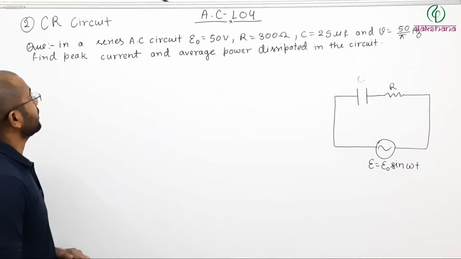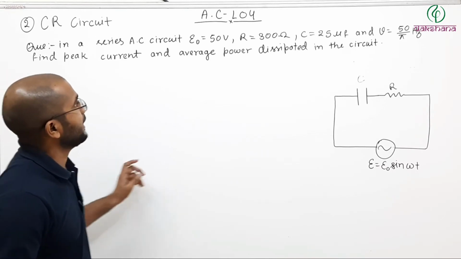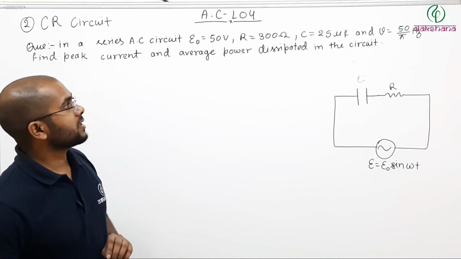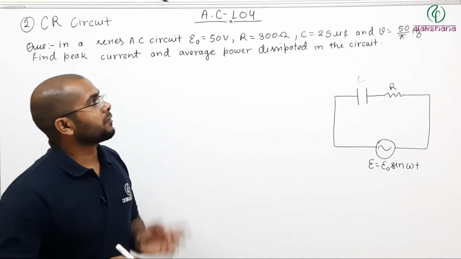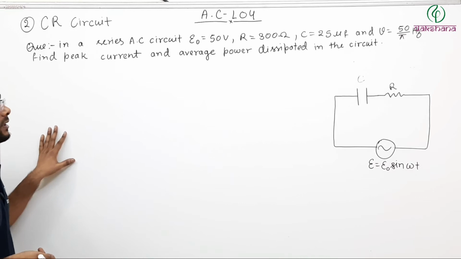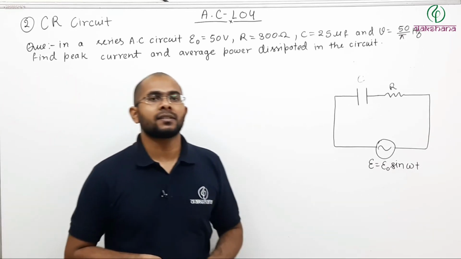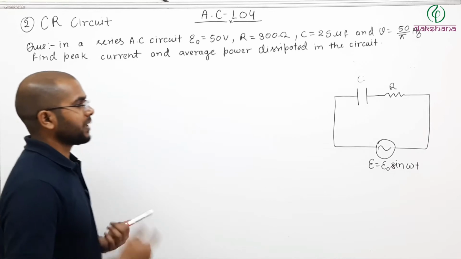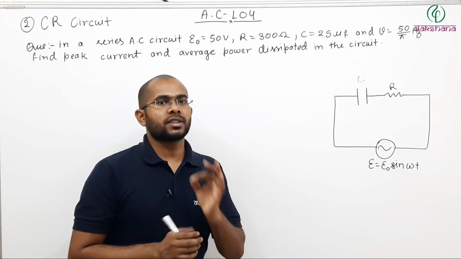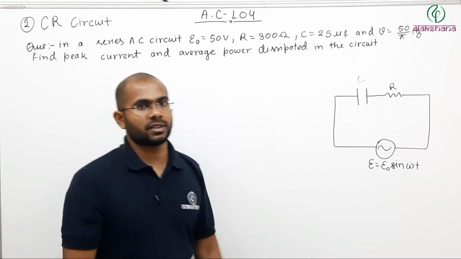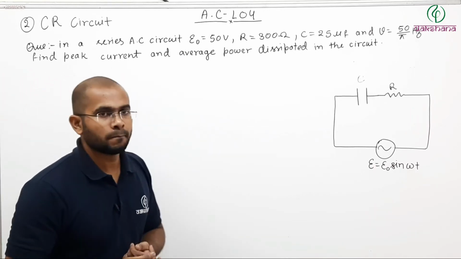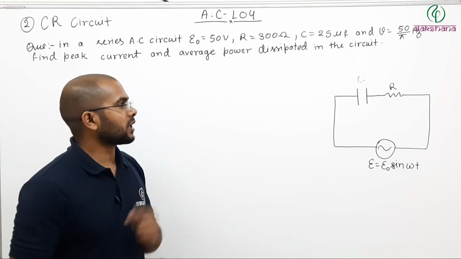So here the question is given. In a series AC circuit, E naught is 50 volt, R equals 300 ohm, capacitance is 25 microfarad and frequency of your source is 50 by pi hertz. Now find peak current and average power dissipated in the circuit. Now, if I want to know the peak current, then E naught is already known. Next thing I want to know is Z, the impedance of the circuit, that is effective resistance. In order to know the impedance, I need two things. I need R, which is already given, and I need reactance of the capacitor.